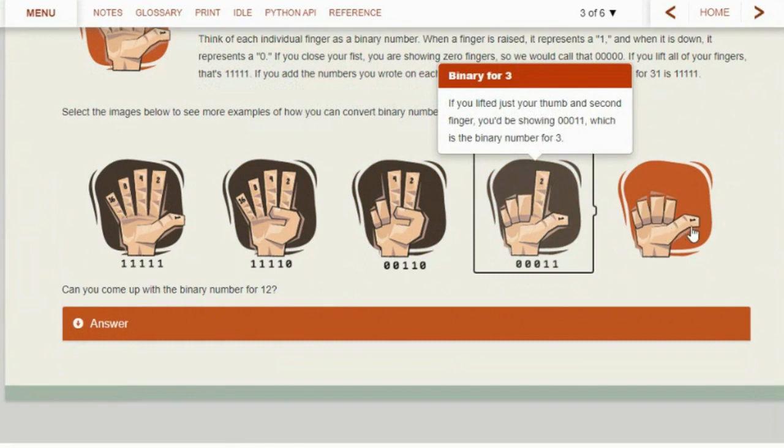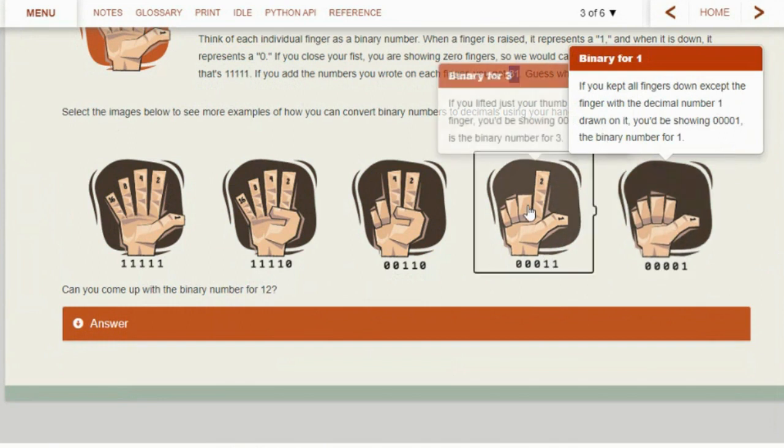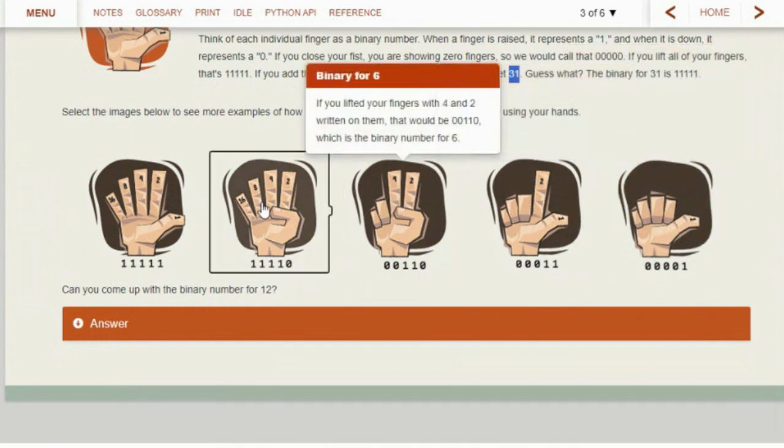And then finally, if you just want to say 1, just the decimal number 1 showing. So you can do all of these. And there it shows the binary equivalent underneath. 11111, 11110, 00110, 00011, 00001. That's how you would write it in binary. But that's the numbers that it's equivalent of in decimal.